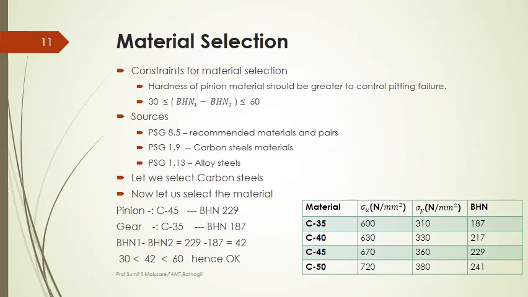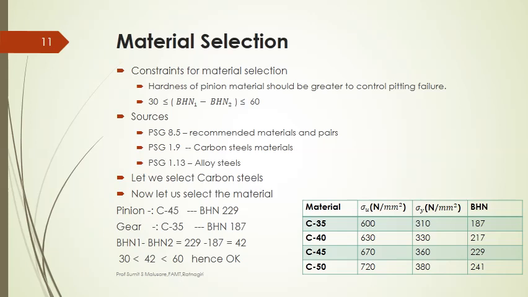Now what is the reason? If the BHN difference falls below 30, then there will not be any comparative wear. It means that the pinion may get weaker or may get worn out early. Similarly, if the difference is too high, then it is observed that the gear will get worn out early. So in order to compromise between them, we have to consider between 30 to 60.